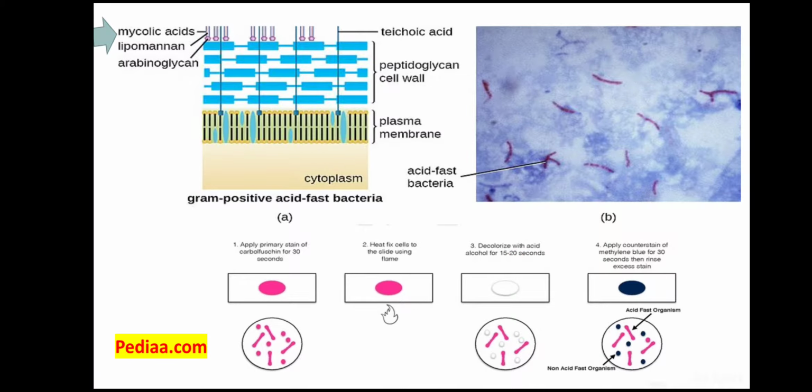This is the property known as acid fastness, and it is shown by this mycobacteria because of the presence of mycolic acid in its cell wall. So this you should remember, many a times asked in the pathology as well as microbiology practical.